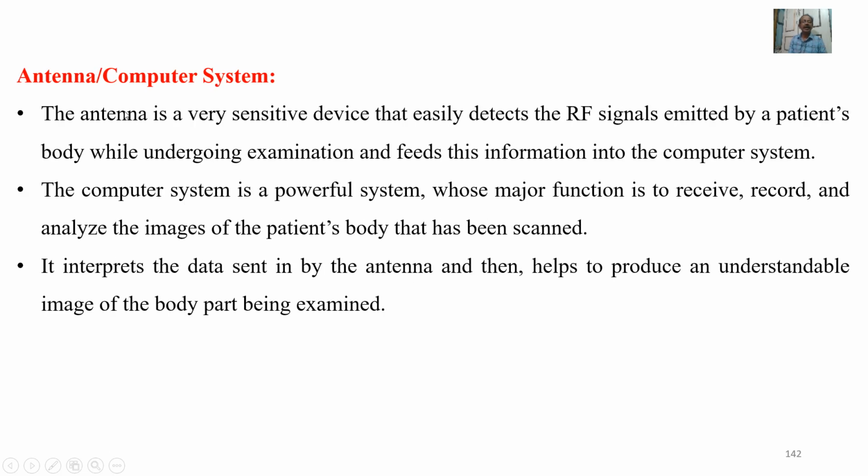Antenna and computer system. The antenna is a very sensitive device that easily detects the RF signals emitted by a patient's body while undergoing examination and feeds this information into a computer system. The computer system is a powerful system whose major function is to receive, record, and analyze the images of the patient's body that has been scanned. It interprets the data sent in by the antenna and then helps to produce an understandable image of the body part being examined.